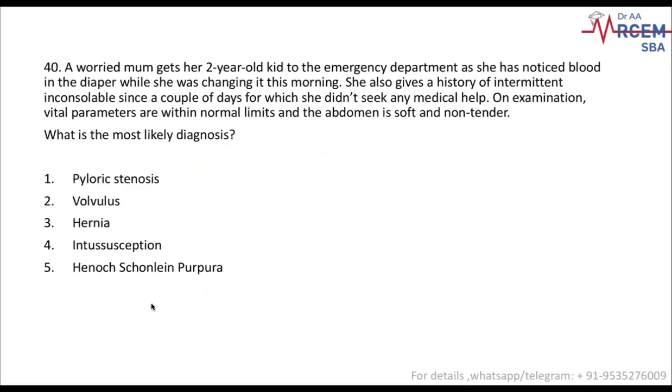A worried mother brings her child to the emergency department. Notice blood in the diapers. Blood in the diapers in this age group, think intussusception. Along with it, they have already said that there are intermittent inconsolable cries since a couple of days. She didn't take any help because she thought it would resolve by itself. What's the most likely diagnosis? Again, it is intussusception.